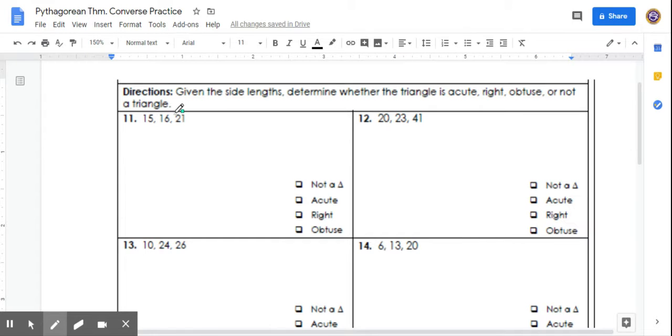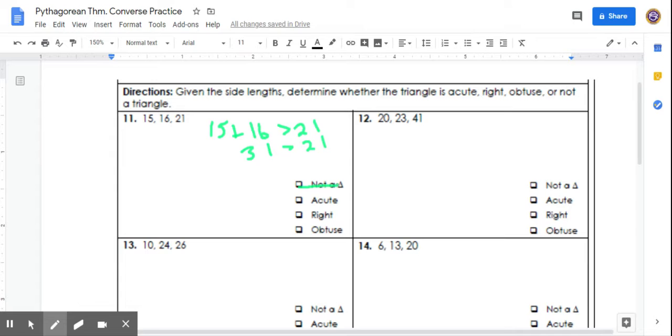So we take the two smaller sides. So in the case of number 11, it's 15 and 16. We add those together. We need to see if that's greater than 21. So 15 plus 16 is 31. So that is definitely true. So that means it is a triangle, so we can get rid of that option.